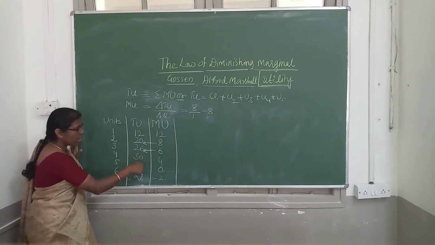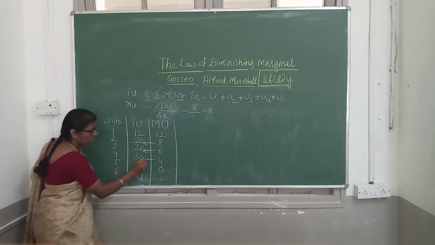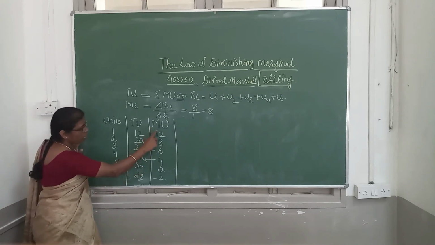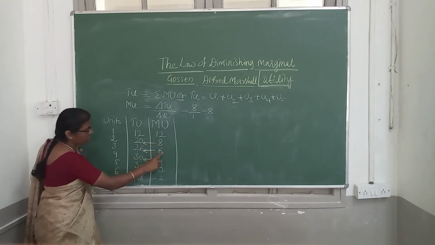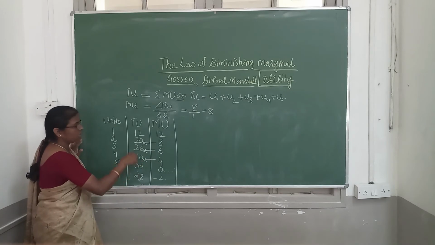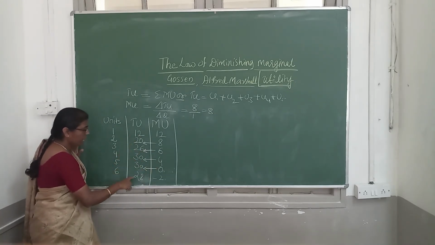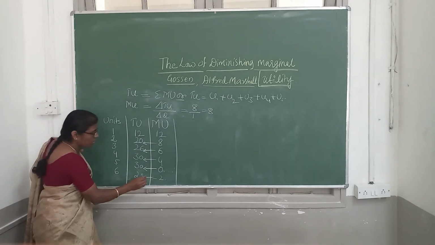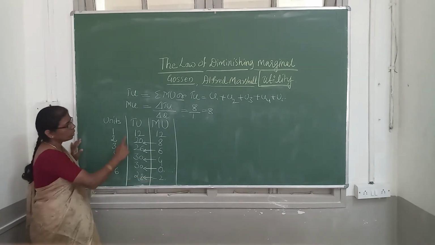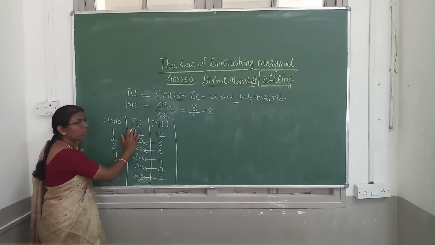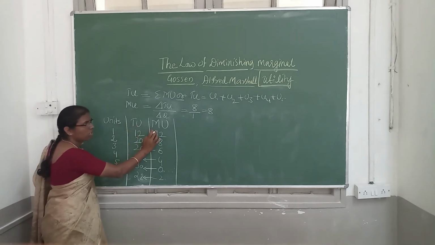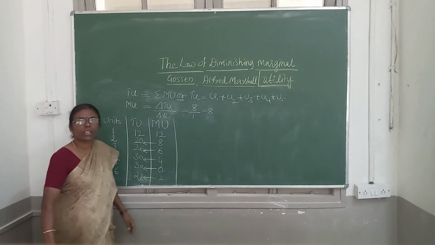So when we add, what is this? 30. So 12 plus 8 plus 6 plus 4 is equal to 30. So 30 plus 0 is equal to what? 30. And minus 2, that is equal to what? 28. In this way, the total utility and marginal utility are calculated.